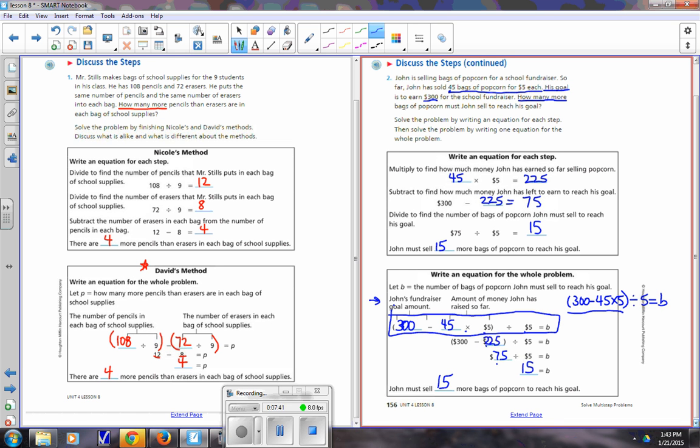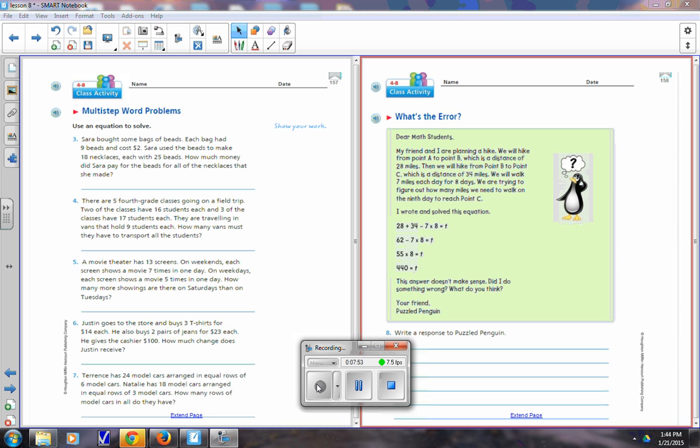So this is pretty straightforward. You just need to figure out what you're looking for, what you need to do to move forward. Okay, so you're going to tackle Puzzled Penguin on your own. That's one of the ones I'm going to let you tackle on your own, because I think that one is a little easier for you because you're seeing what he did, and you'll hopefully be able to pick out what he did wrong.